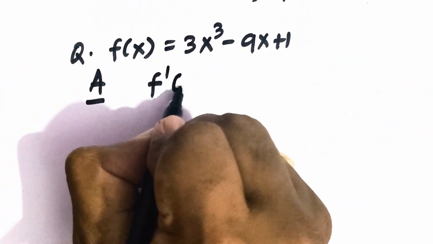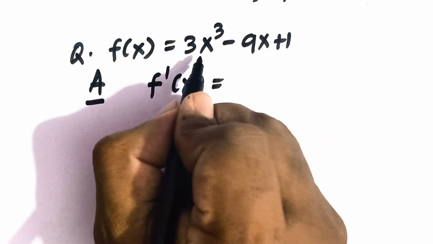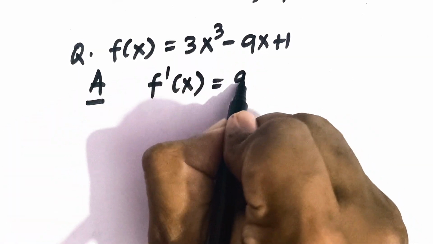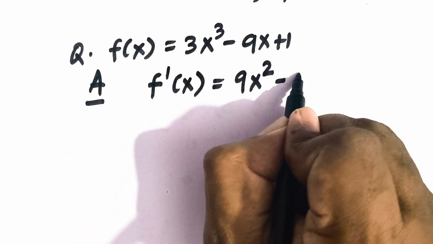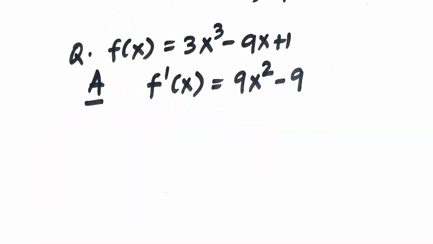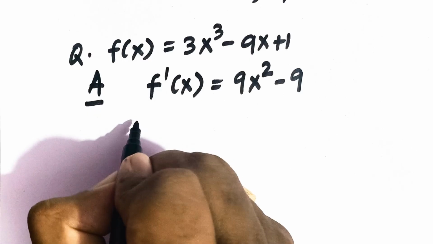First, we will find its first derivative. So first we have 3 times 3, 9x to the power 3 minus 1, which is 2, then the derivative of 9x, which is 9, then the derivative of a constant is 0. So this is our first derivative.